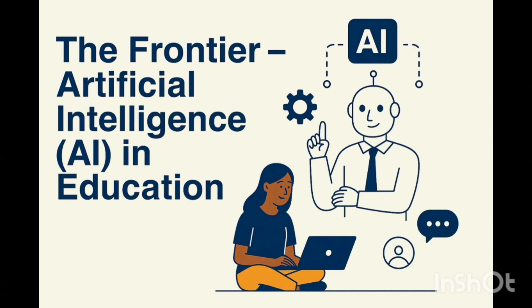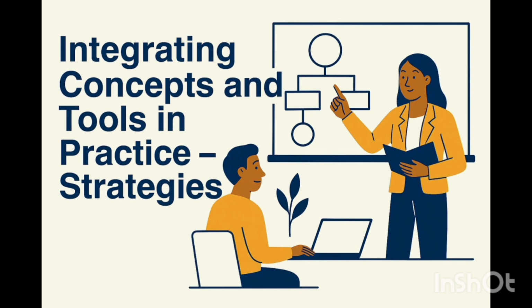Then slide 8, integrating concepts and tools in practice. These are the strategies, basically, and there are 6 points under this. First point is start small. Choose one or two new concepts or tools to implement gradually. It's not that in one day you are going to learn and implement all teaching tools, all modern tools. So start learning gradually.